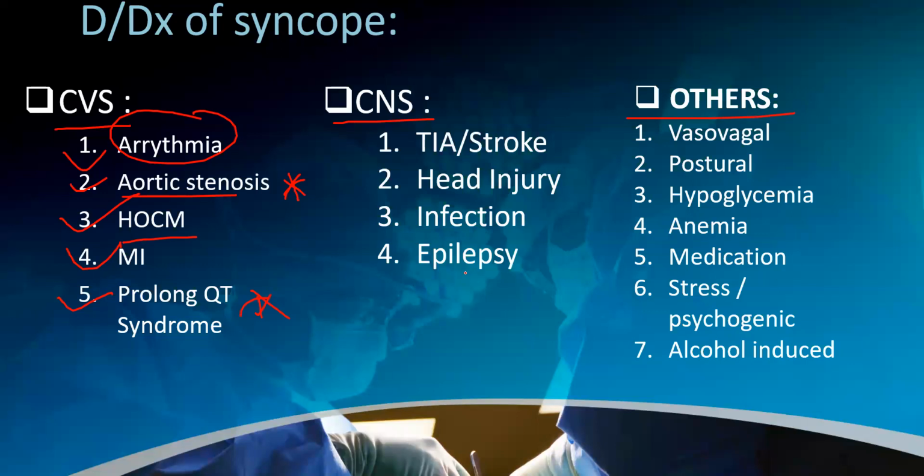Then CNS. In CNS, always remember trauma, tumor, infection, stroke, epilepsy. That's the five causes you can always rule out. Trauma means head injury. Tumor means brain tumor. Infection is meningitis or encephalitis. So trauma, tumor, infection, stroke, and epilepsy. These are the five causes that we always rule out in CNS causes.